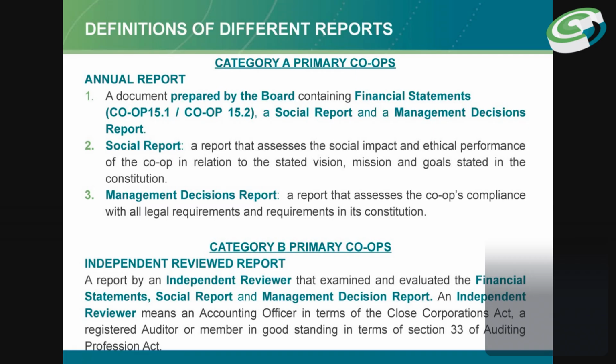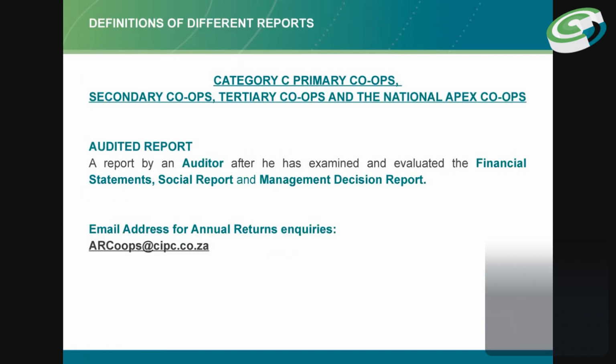Moving on, category B, primary co-ops need an independent review report that needs to be prepared by the independent reviewer and examine the financial statement, social report, and management decision report. An independent reviewer means an accounting officer in terms of the Close Corporations Act, a registered auditor, or a member in good standing in terms of Section 33 of the Auditing Profession Act.